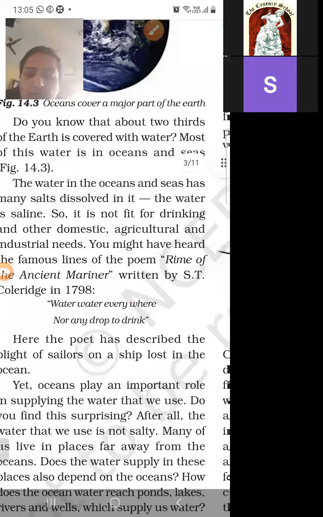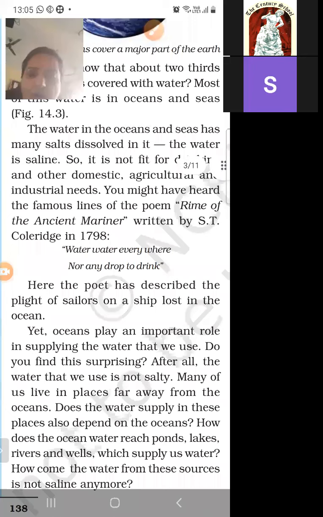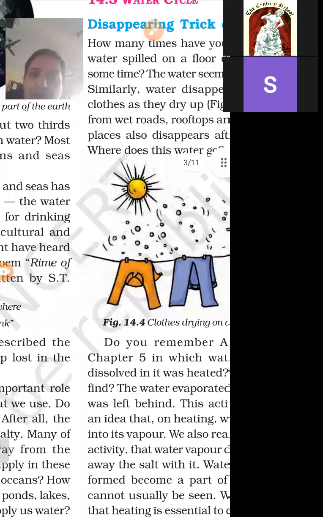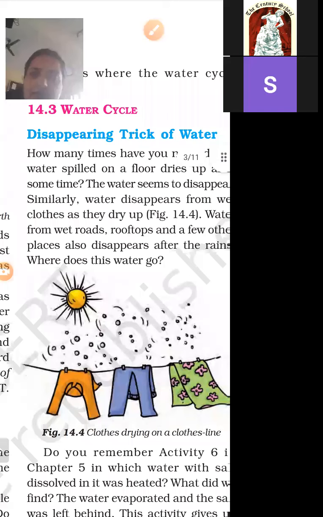So how will you convert this water into drinking water? We will evaporate it. And how will you obtain salt? अगर हमने सोल्टी वाटर को हीट दिया तो पानी इवेपोरेट हो जाएगा, एंड लास्ट में क्या बच जाएगा? सोल्ट. And this process is called evaporation.